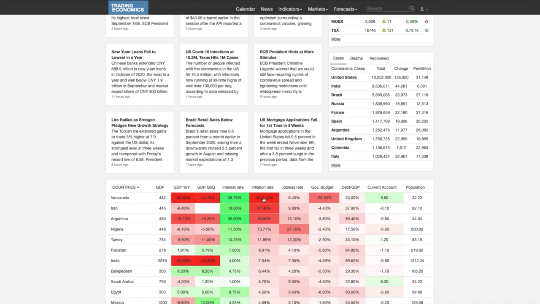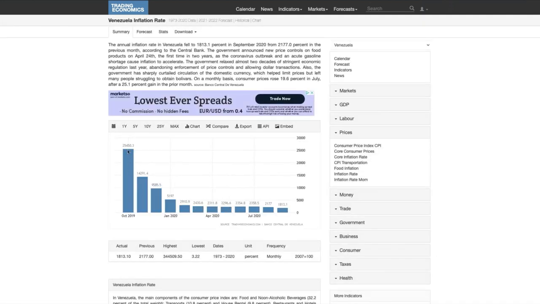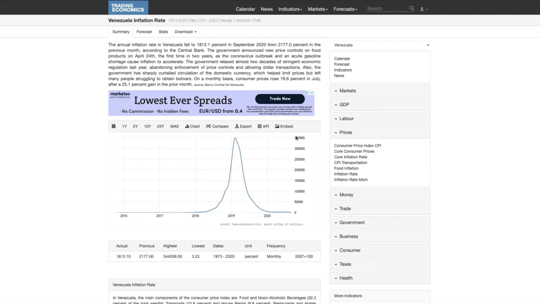Think about it. The central bank target is normally around 2%. We can look at their inflation rate around October 19th last year, and let's go to 5 years. Look at this. In 2019, their inflation rate was 350,000%. It's now come down to nearly 2,000%. You can do a Google search for Venezuelan hyperinflation and go back to 2019 and look at what was happening. I remember it didn't get that much coverage on TV in the UK. It was there for about a week or so, and then it just kind of died off.